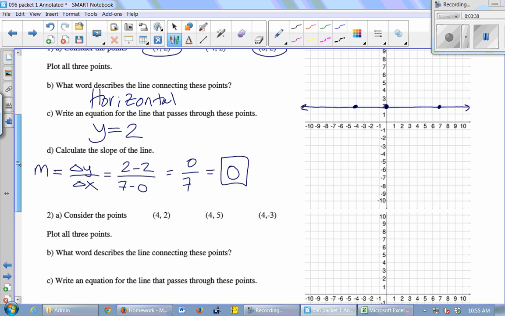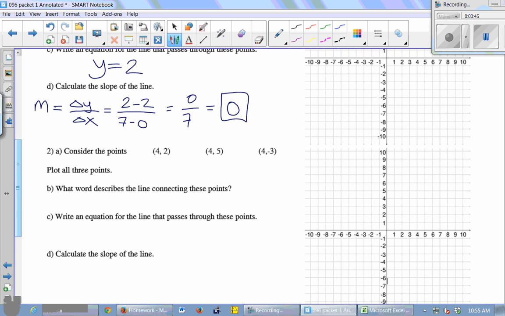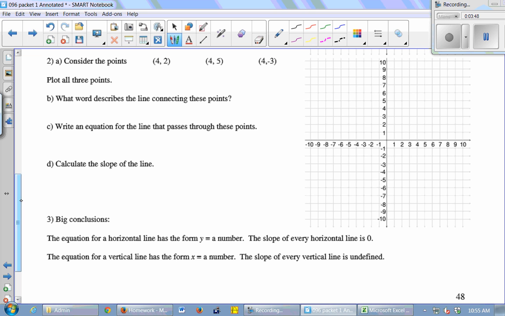All right, let's do another set of 3 points. Now I'm going to plot the points: (4, 2), (4, 5), and (4, -3). That means go right 4, up 2; right 4, up 5; and right 4, down 3. If I connect these 3 points with a line, what word could I use to describe that line? Vertical. What do all three of these points have in common? They all have an x coordinate of 4, so my equation is x = 4.